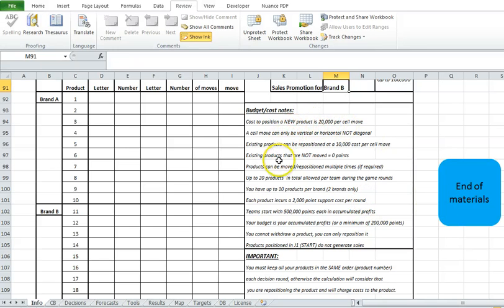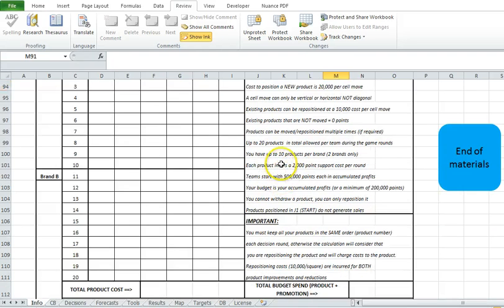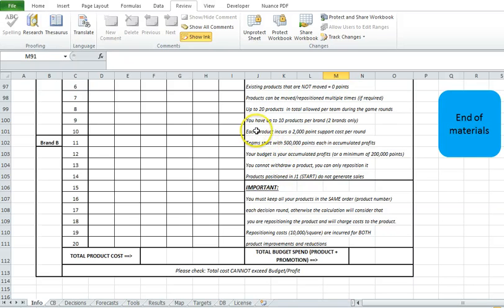I've mentioned most of these. If you don't move a product, it doesn't cost you anything in terms of moving, but there is a support cost in a second. During the game, you can move the products as many times as you like. Each product you have in the game, from the round it gets introduced, requires a 2,000 point support cost. So we weigh that up. I've talked about budgeting, etc.